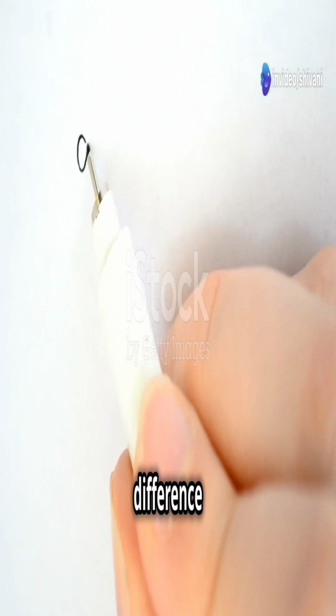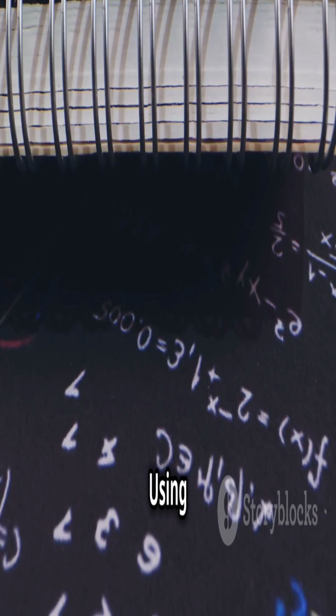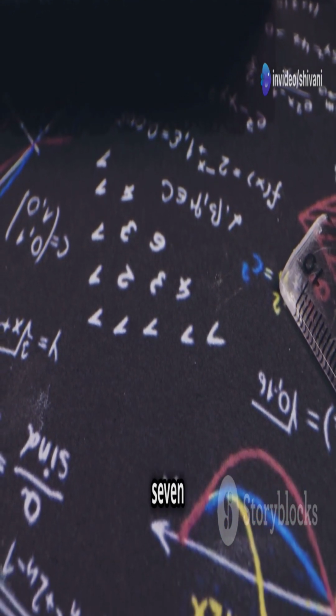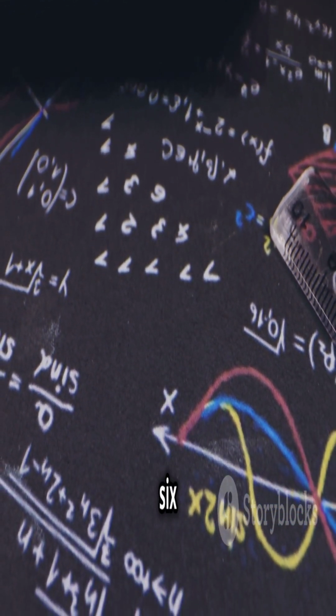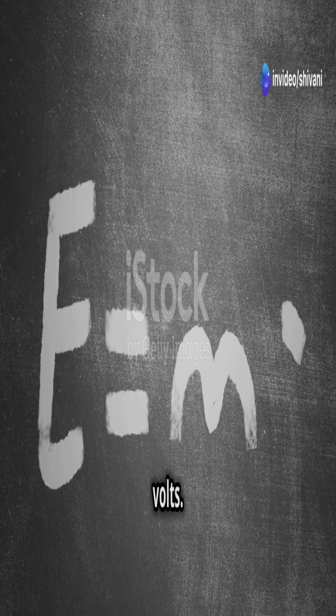The mass defect is the difference between the sum of the individual masses of protons and neutrons and the actual mass of the nucleus. Using the formula, we find the mass defect is equal to 3 times 1.0078 plus 4 times 1.0087 minus 7.0160. Next, we calculate the binding energy by multiplying the mass defect by 931.5 mega-electron volts. This gives us the binding energy of the nucleus.